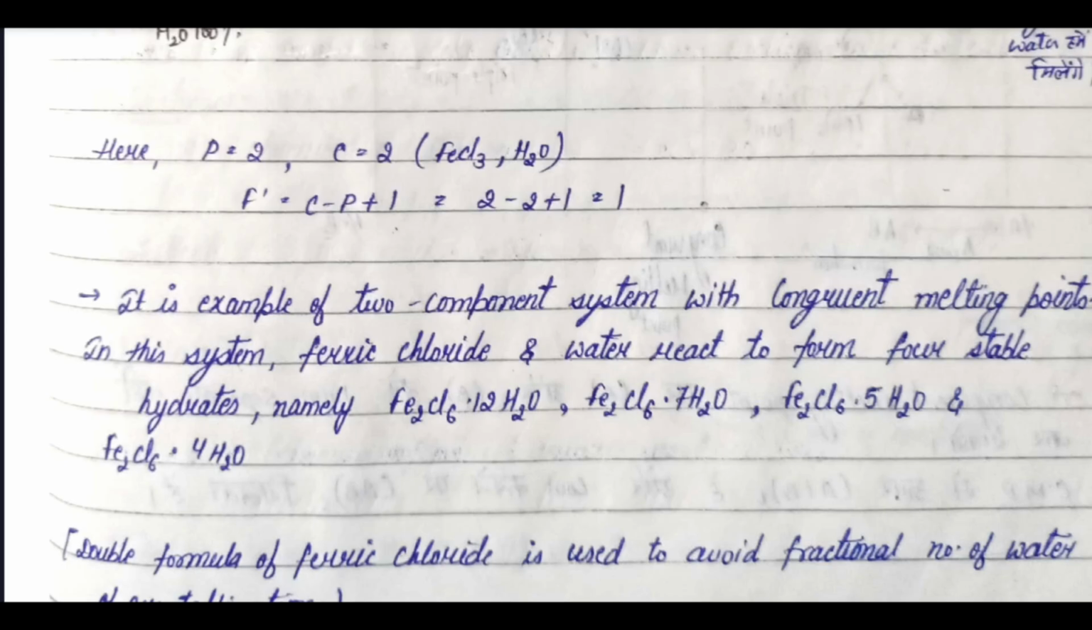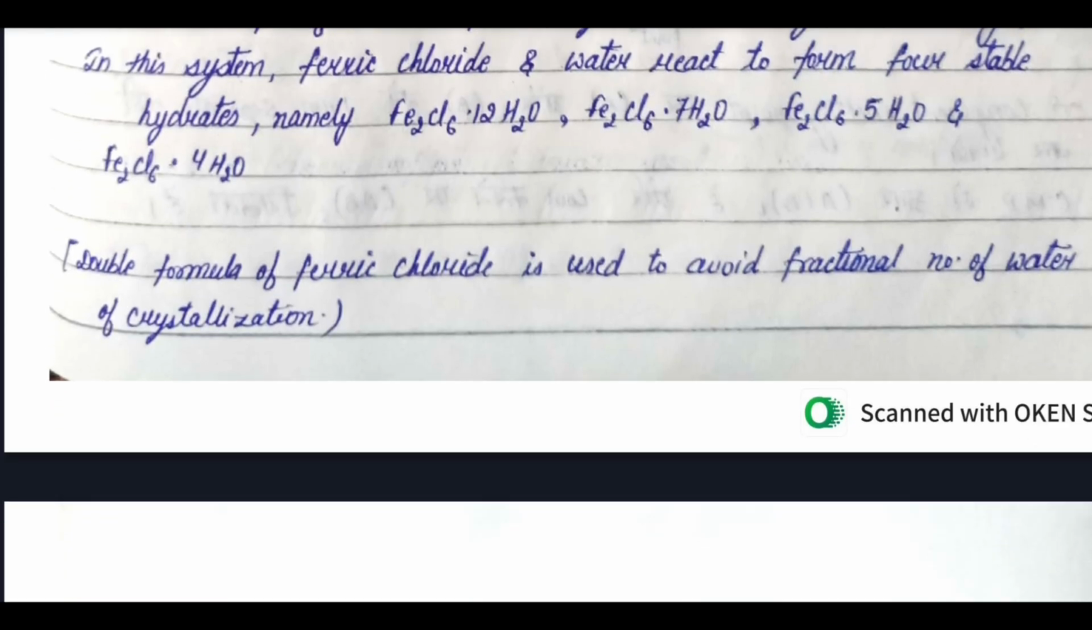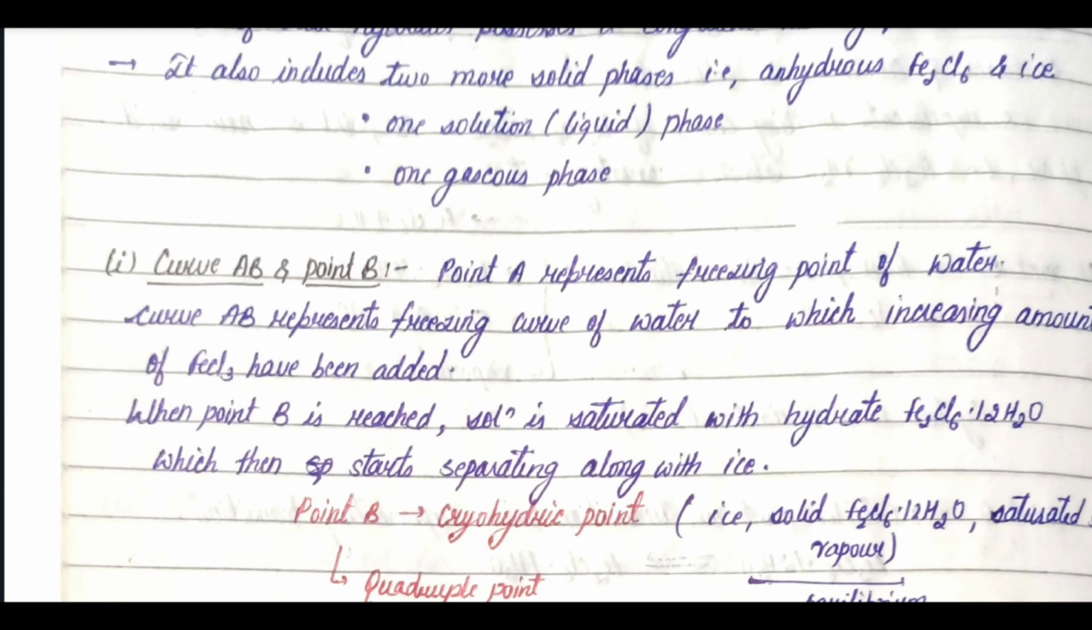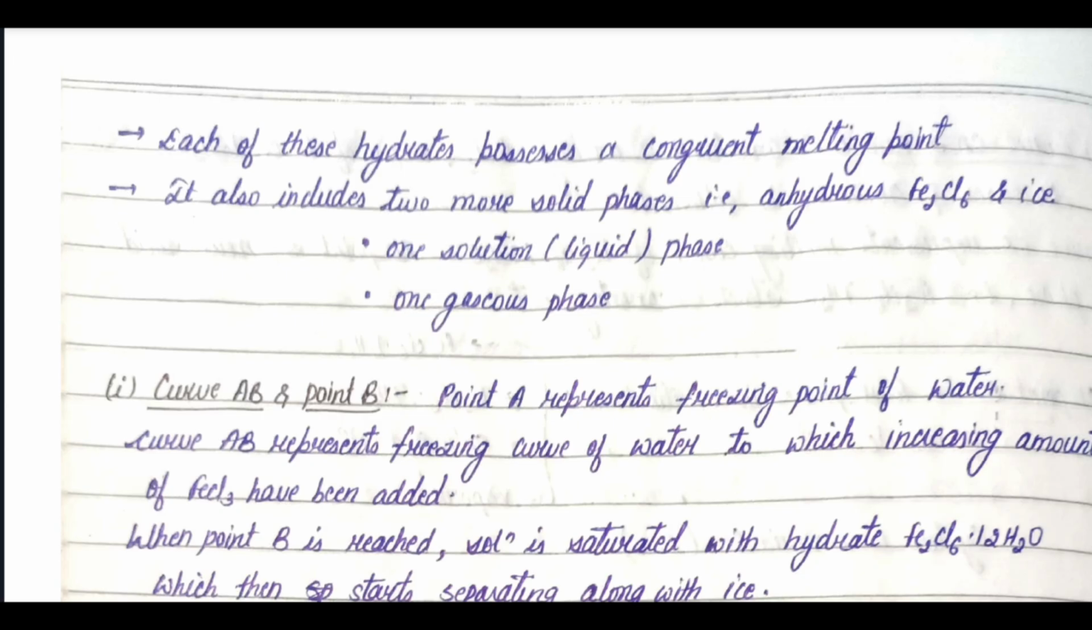Fe2Cl6.12H2O, Fe2Cl6.7H2O, Fe2Cl6.5H2O, and Fe2Cl6.4H2O. Double formula of ferric chloride is used to avoid fractional number of water of crystallization. Each of these hydrates possesses a congruent melting point.